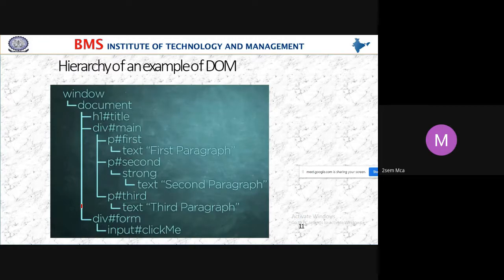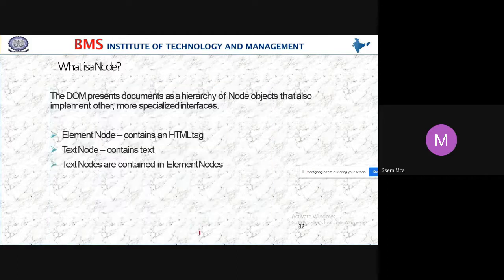This is a hierarchical example of a document object model. Document, h1, div tag, paragraph, second paragraph, third paragraph. In the form tag, the input tag.